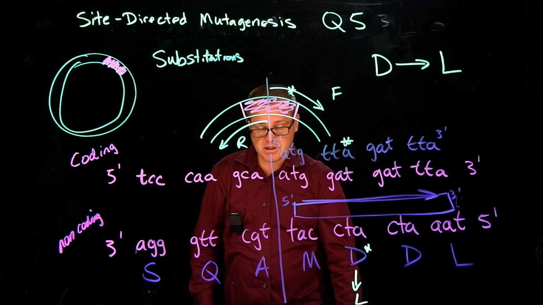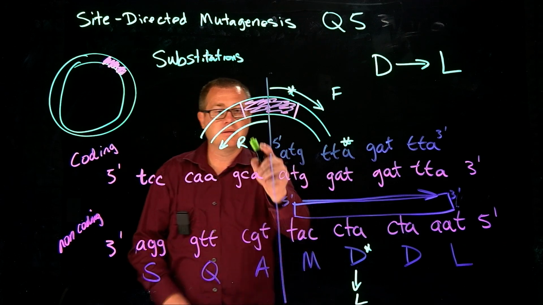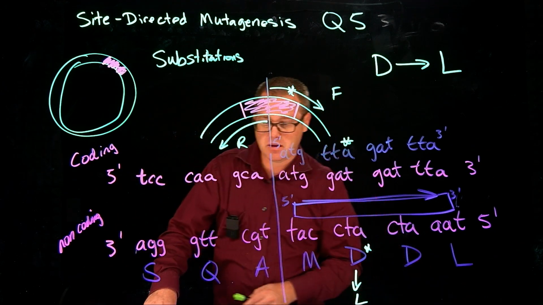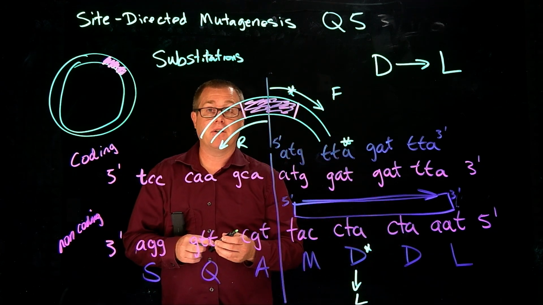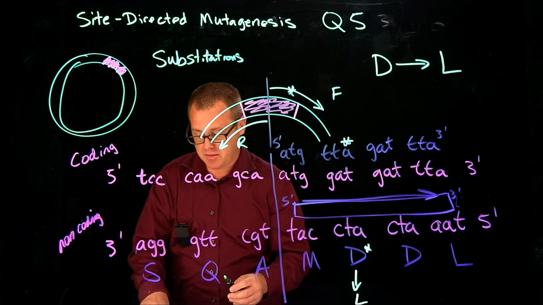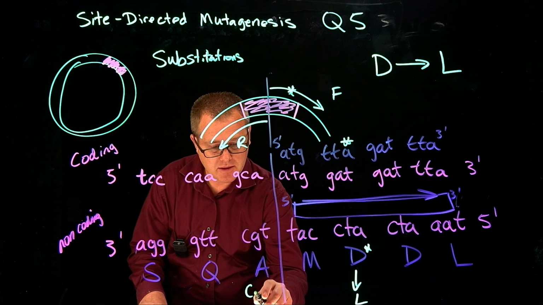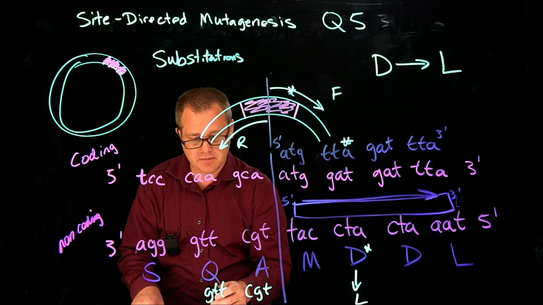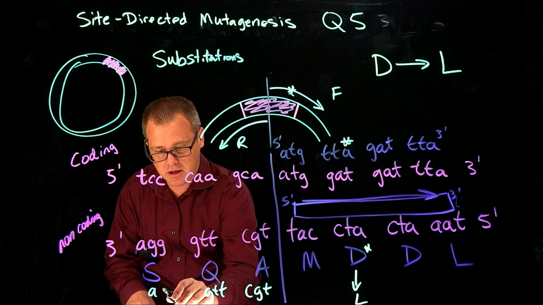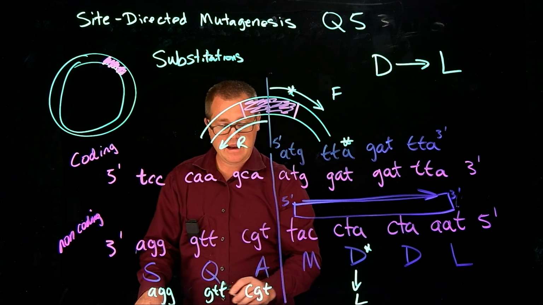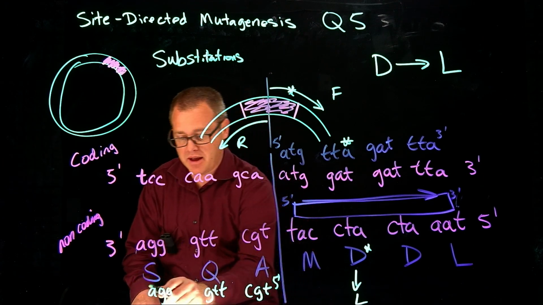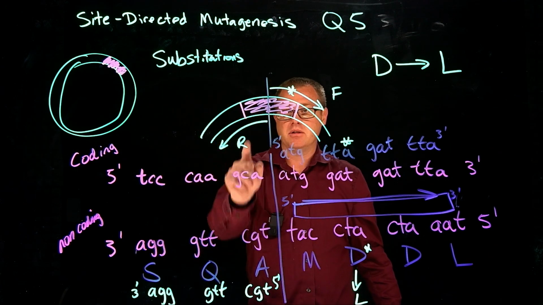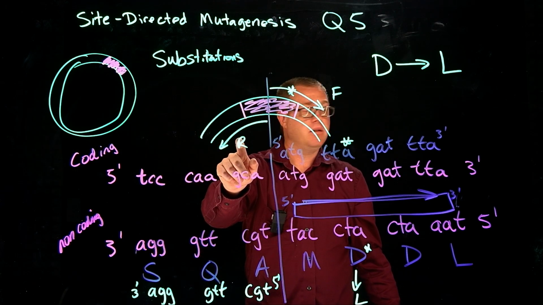So the reverse primer right here, okay, the reverse one, the sequence for the reverse primer is going to be this right here: CGT, GTT, and AGG. And how's that written? That's the 5 prime end, that's the 3 prime end, right? So that's the reverse primer, represented with this right here.